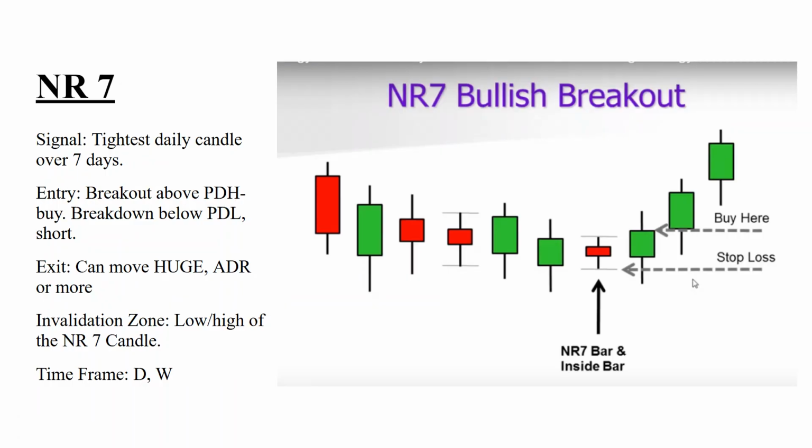NR7 is a tight daily candle, the tightest daily candle over 7 days. It was created by, I hope I'm saying his name right, Tony Crabel. Right. So you'll have here just as a bullish breakout example where you have 7 candles. This is the NR7 candle right here. So it's just one candle you're focusing on, and it's just a breakout. For your entry, you're going to enter when price closes above the prior day high or below the prior day low. You can do it on a daily time frame or on a lower time frame.